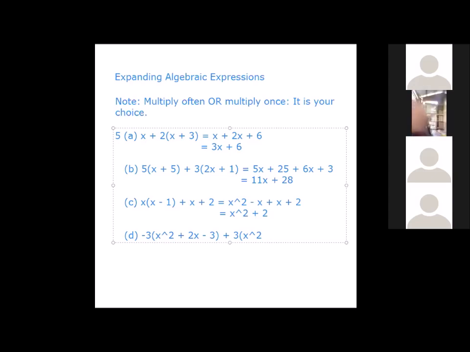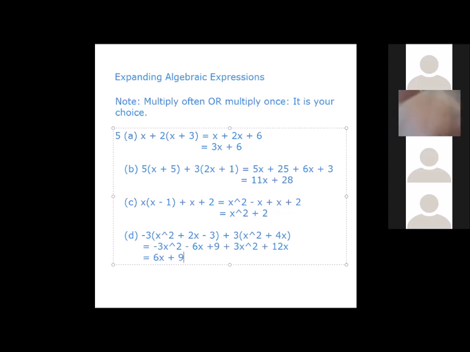So, you both can work together. Would you like to assign who will expand the first part, the second part, so you can combine and work together? The answer is 6x plus 9. Okay, so 6x plus 9. That's it.